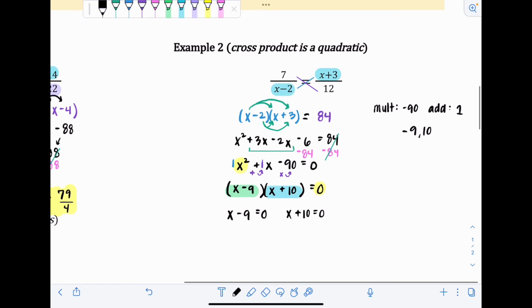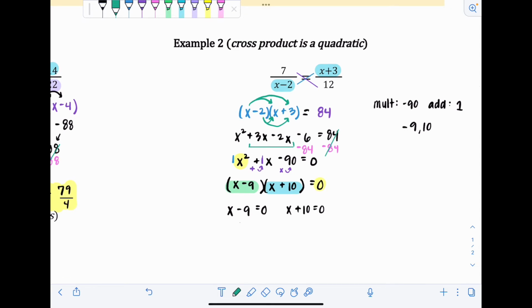And then my goal is to get x by itself. So I would add 9 to both sides right there and end up with x equals positive 9. And then for the x plus 10, to get x by itself, I would have to subtract 10 over. So I would end up with x equals negative 10. So x equals 9 and x equals negative 10 as my final answers for this problem.